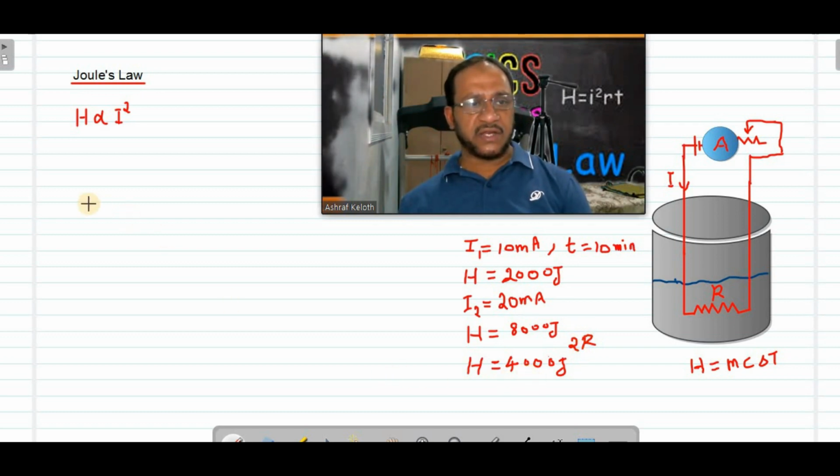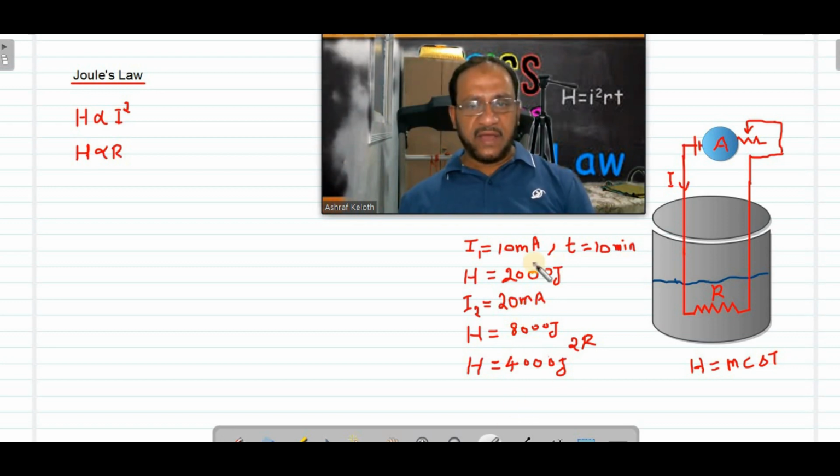So what can we write here? Directly proportional to R. Yes, directly proportional to the resistance R. It means when resistance is doubled, heat energy also doubles. When resistance is tripled, heat energy is also tripled. When resistance is made 4 times, heat energy also becomes 4 times.